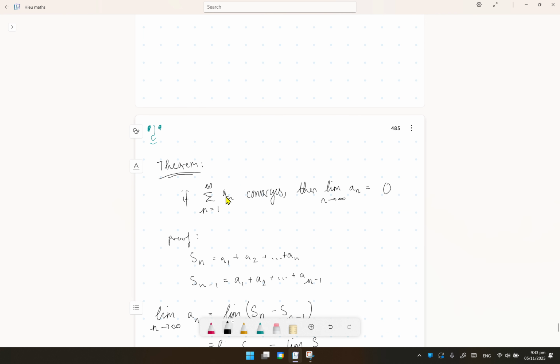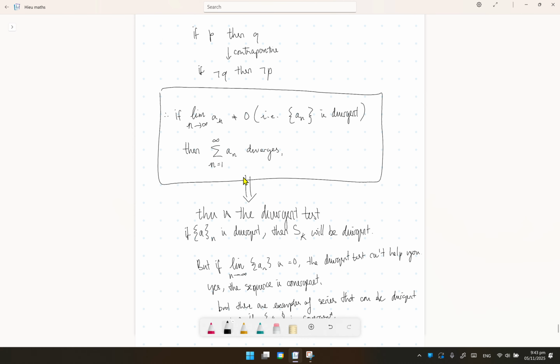The other way to state this is that if the term at infinity is not equal to zero, then the series must be divergent. Because if the term at infinity is, let's say, 100, then the one before must be about 99, and all those kind of things, and it keeps adding up and adding up and adding up, so it will become infinity. So if the term is not equal to zero, then the sum to infinity must be divergent.